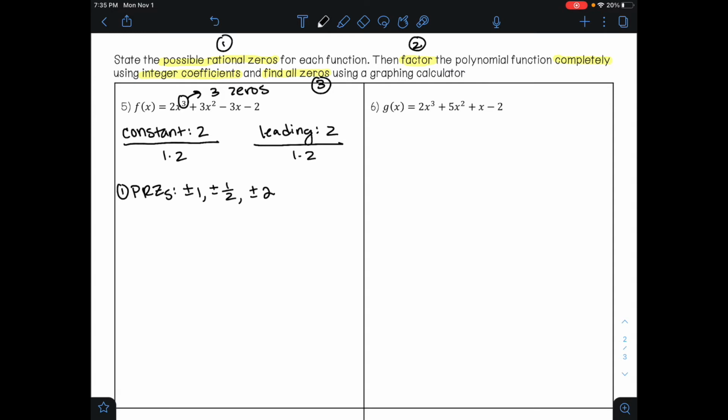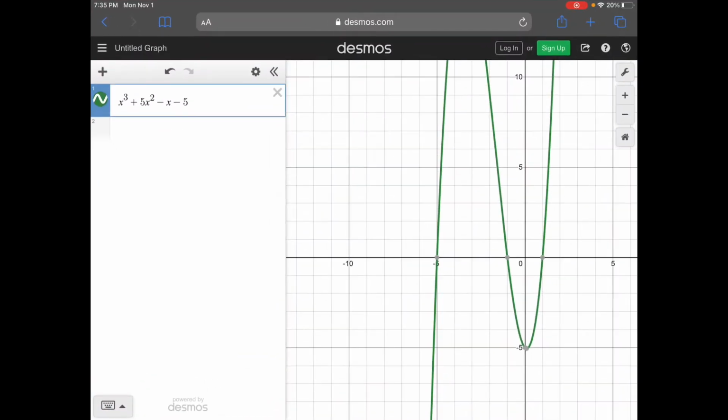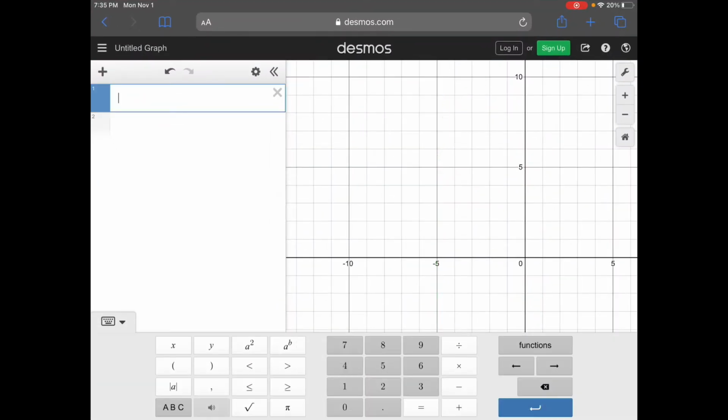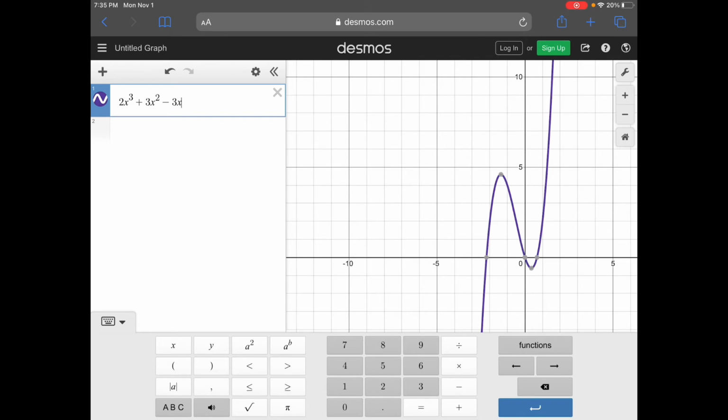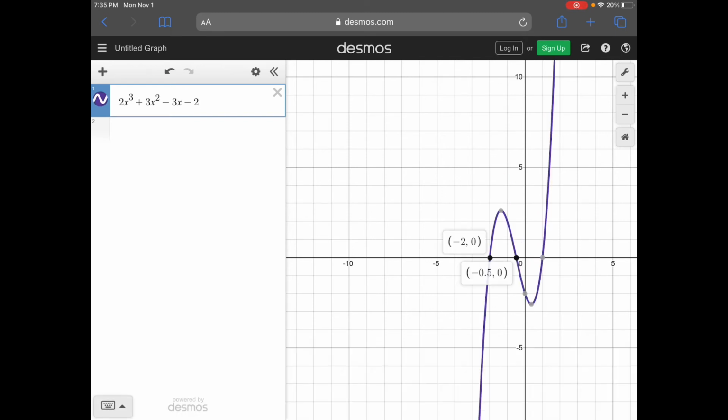So I am going to go over to Desmos, and I am going to type in this equation. So I have 2x cubed plus 3x squared minus 3x minus 2. And I can see my zeros here. In the directions, they told us that we wanted integers and not decimals when we factor. So I can see that I have zeros at negative 2 and 1.